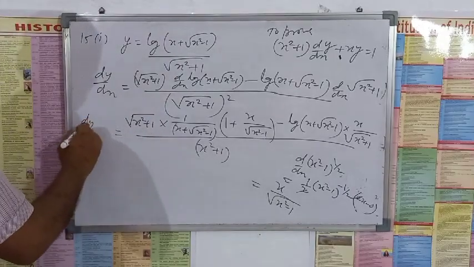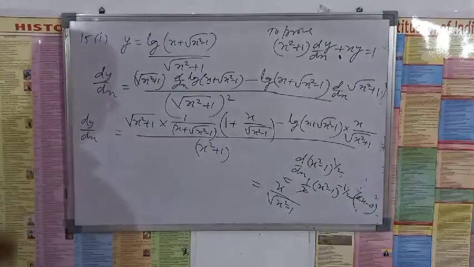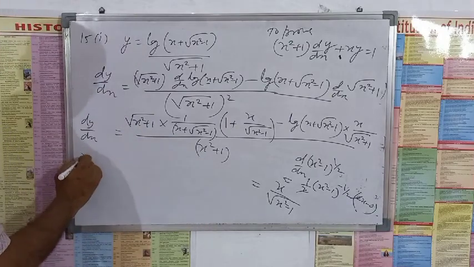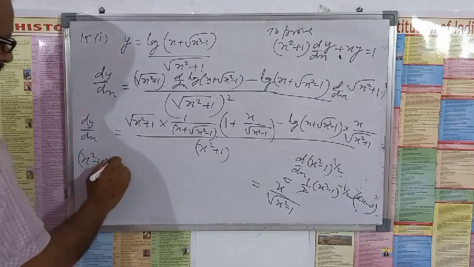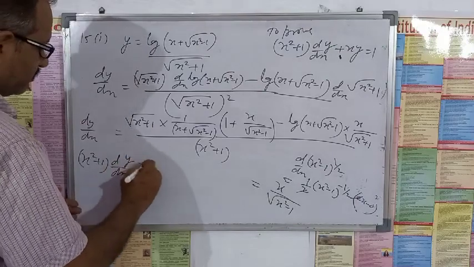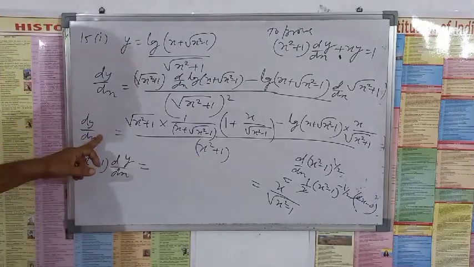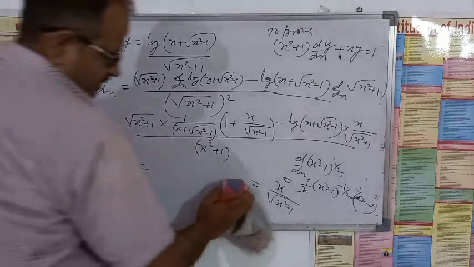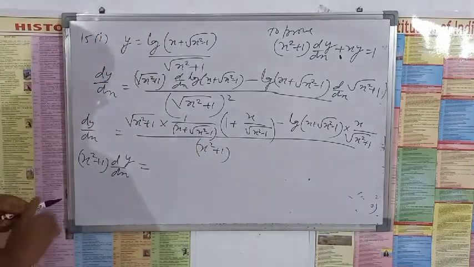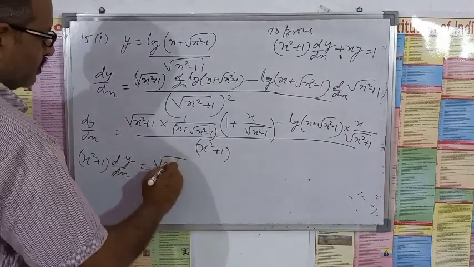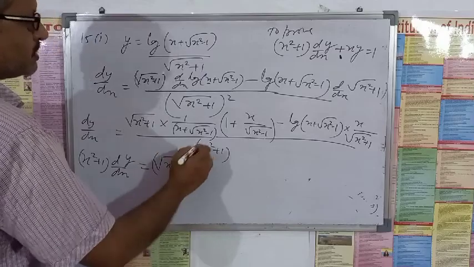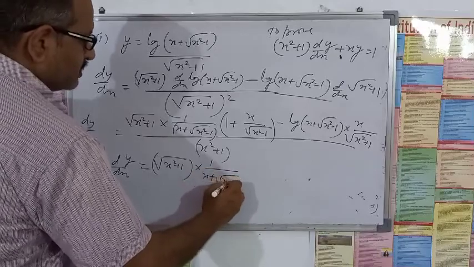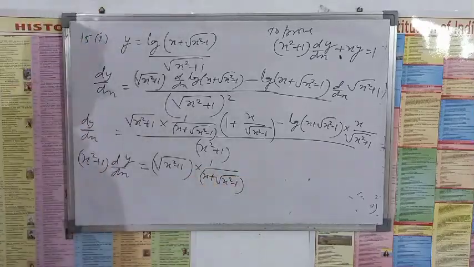It is dy by dx. So cross multiply, it will be x square plus 1 dy by dx of y. Cross multiply dy by dx into x square plus 1 is equal to root x square plus 1 into 1 upon x plus root x square minus 1.